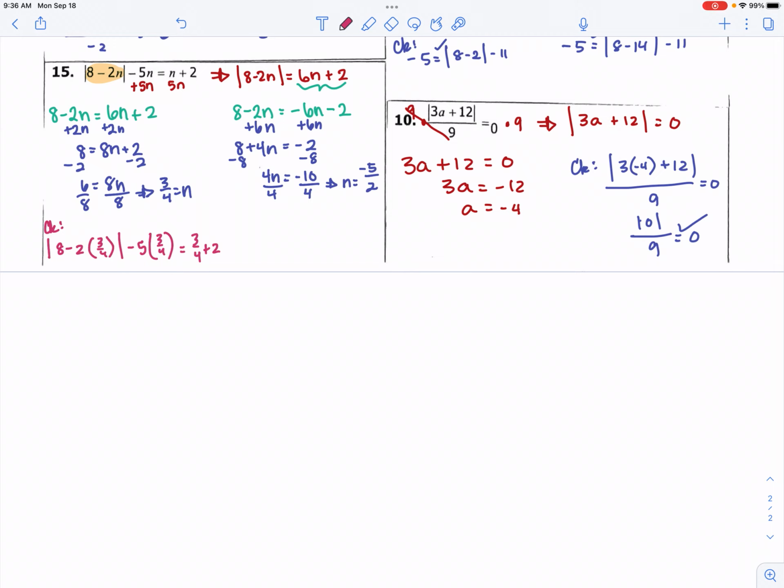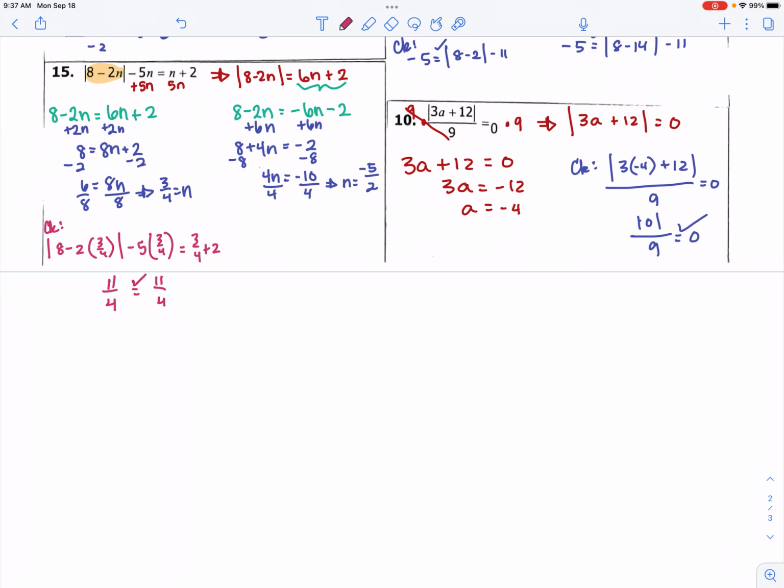Absolute value, I'm going to hit math, go over to number, hit enter. Absolute value of 8 minus 2 times 3/4, and then outside of the absolute value, minus 5 times 3/4. And I get 11/4. On the other side, 3/4 plus 2, I also get 11/4. It works out.